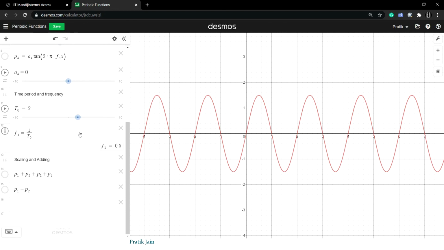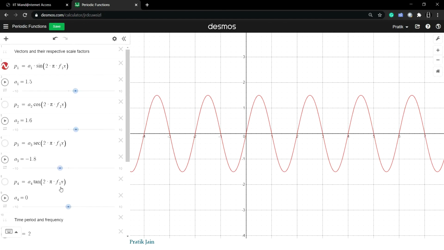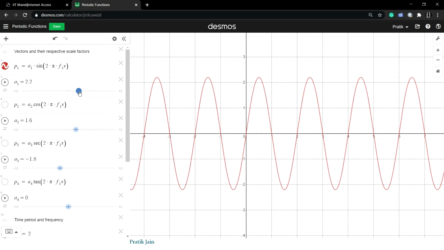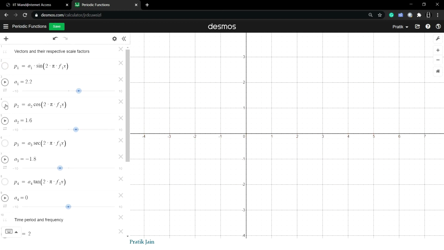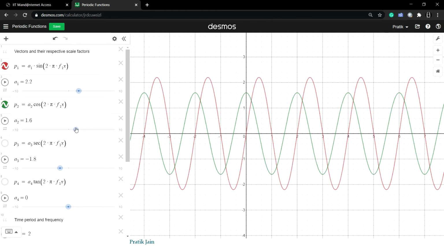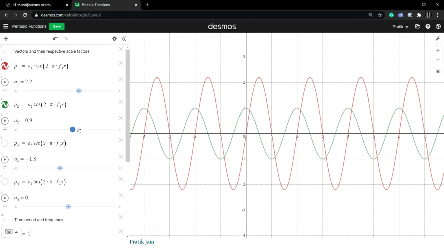Okay, so we are in Desmos. Over here I am going to show you a lot of periodic waveforms. We'll add them and see what happens. This is the sine wave that we all are familiar with. This is the amplitude, so you can vary the amplitude of the sine wave over here. Then let me put a cos wave. Let me put both of them, and you can also vary the amplitude of the cos wave as well.